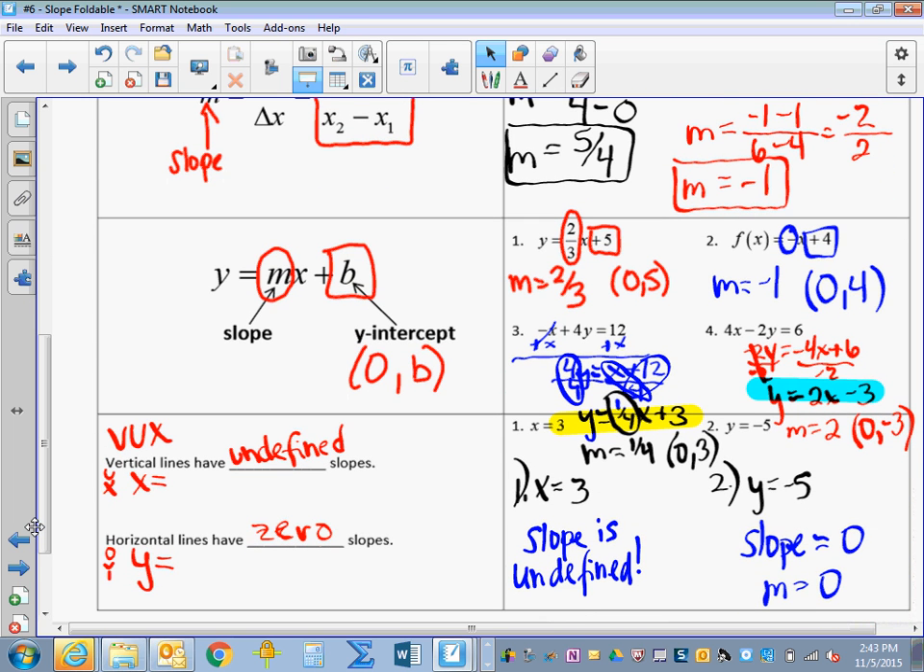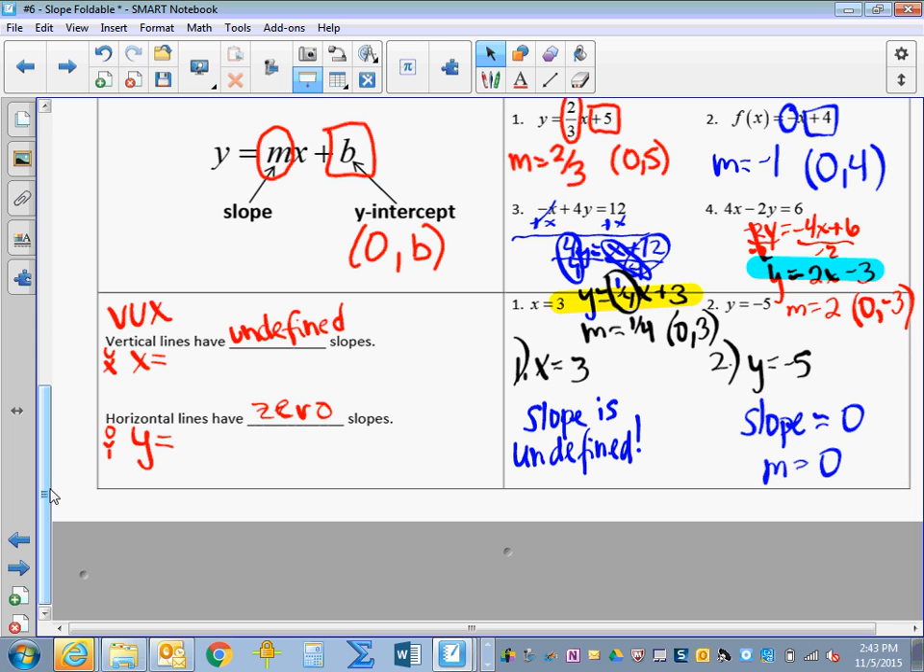We know how to find it from my equation. 2/3x plus 5. 2/3 is my slope. 5 is my y-intercept. Whatever's in front of your x is your slope. And then again, vertical lines have undefined slopes and horizontal lines have 0 slopes.